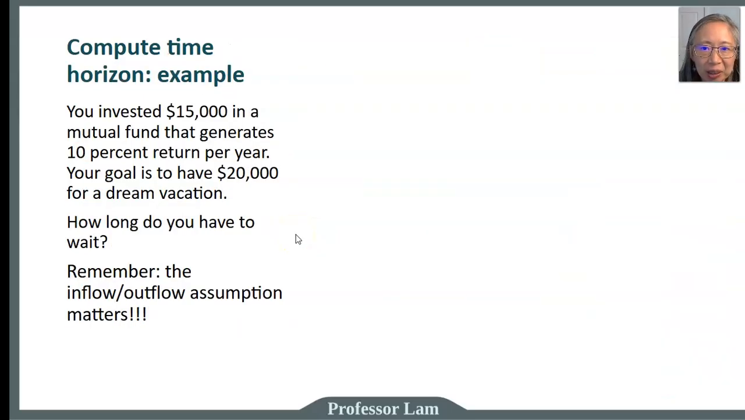Next, let's look at a simple time horizon problem. Let's say you invested $15,000 in a mutual fund, and your goal is to have $20,000. So your present value, you have $15,000 today, and your future value, your goal is $20,000 sometime in the future. You're earning 10% per year. How long do you have to wait? Pause the video and enter the information into your template.